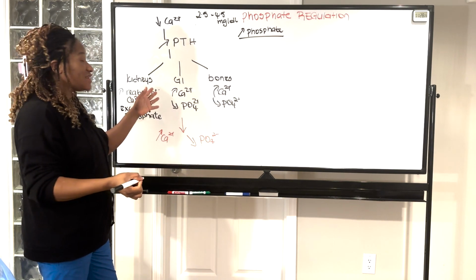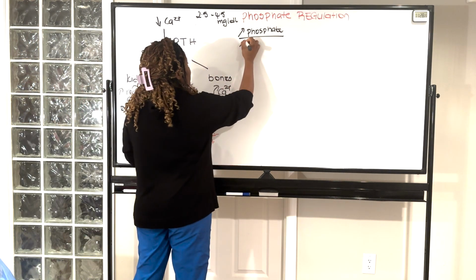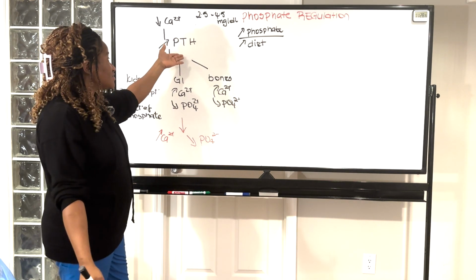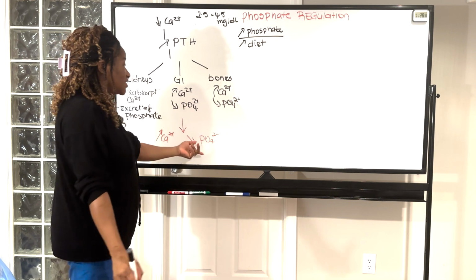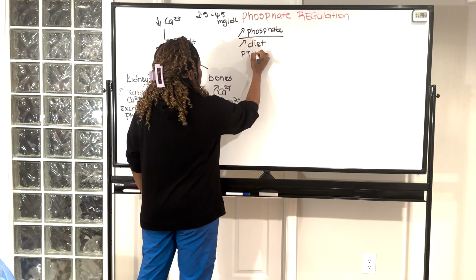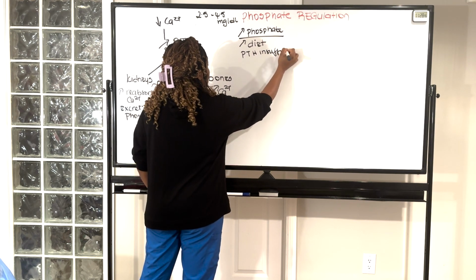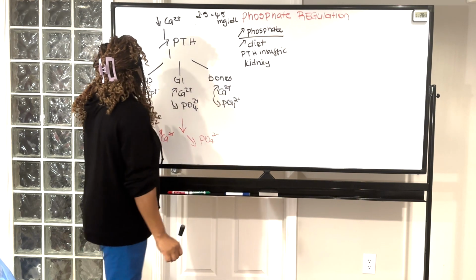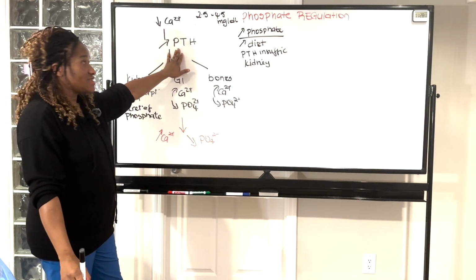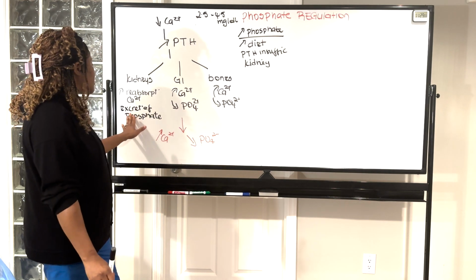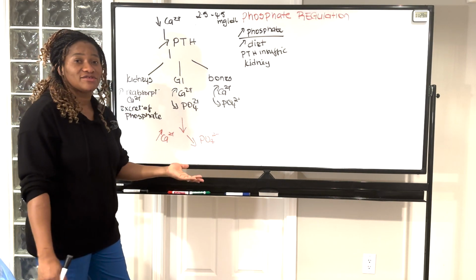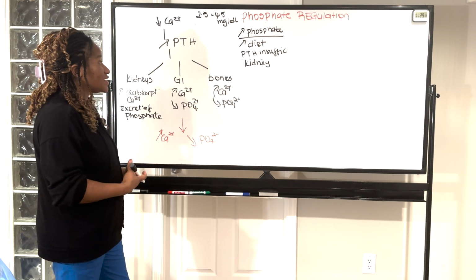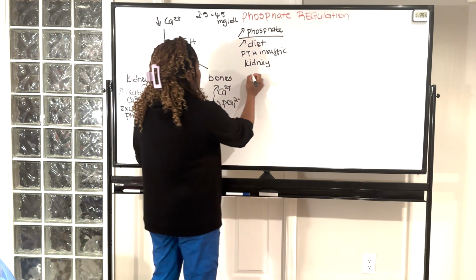So in order to have a high level of phosphate, we can have increased phosphate in the diet. We can have parathyroid insufficiency, not secreting enough parathyroid hormone, which increases our level of phosphate. And we can also have kidney problems, kidney deficiency, because if you have a kidney that doesn't respond to the PTH, to the parathyroid hormone increase, we are not going to have that excretion of phosphate, which is going to increase our level of phosphate at the end. So these are the situations that can give us hyperphosphatemia.